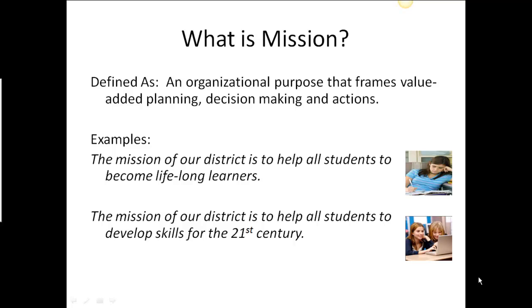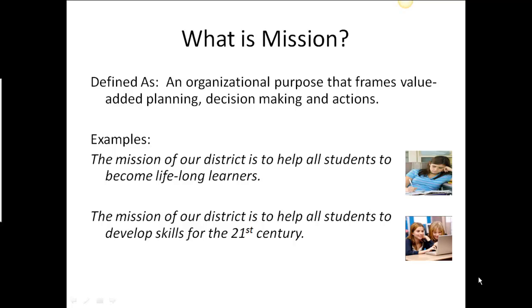I'm going to define mission in a way that really forces mission to be the guidepost for instruction. If we define mission as a statement of organizational purpose that frames value and helps us to understand whether or not value-added action, intention, planning, and decision-making are taking place.